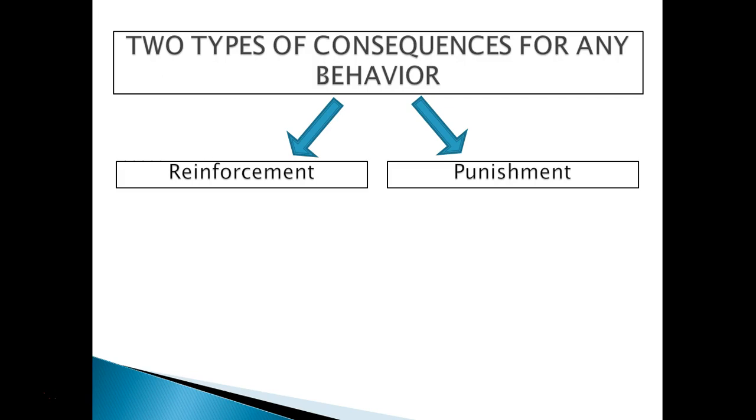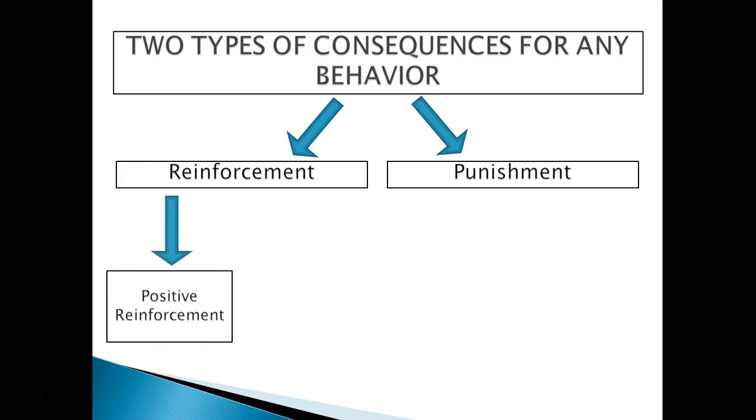Reinforcement can again be of two types. The first is positive reinforcement. When a behavior is followed by a pleasant consequence being added, it is called a positive reinforcement. For example, when we study hard, we get good grades. The good grades encourage us to study hard for our next test as well. Hence, the addition of the pleasant consequence has resulted in the behavior to recur.